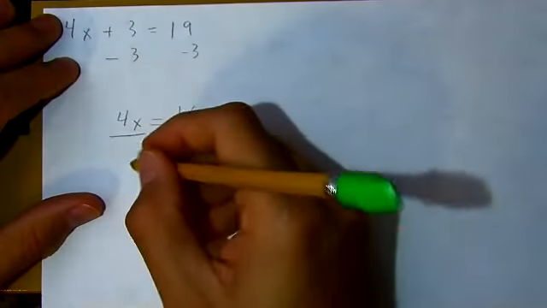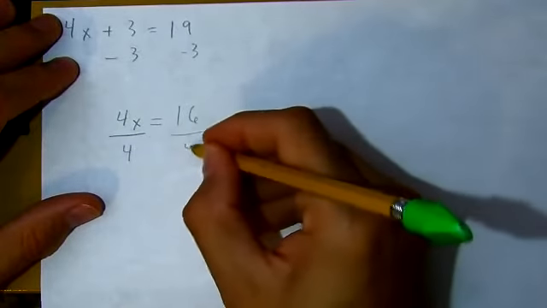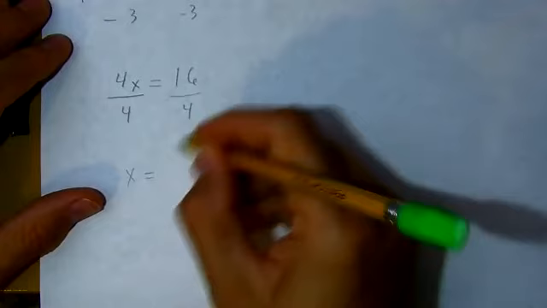So this is a multiplication. We would divide. 16 divided by 4 is 4.